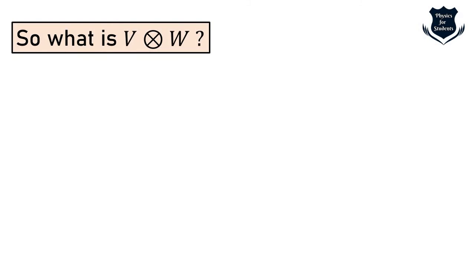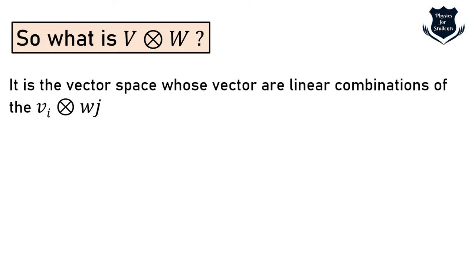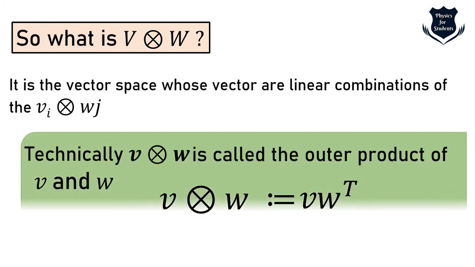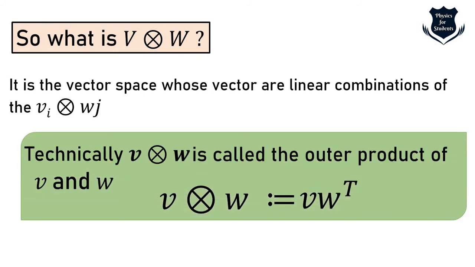So now the question is: what is v tensor w with the tensor product? Let's see the definition. It is the vector space whose vectors are linear combinations of the elements v sub i tensor w sub j. Technically, v tensor w is called the outer product of v and w, written as v outer product w, which is how it is the transpose of vw. It is as defined; this colon equals is termed as defined.